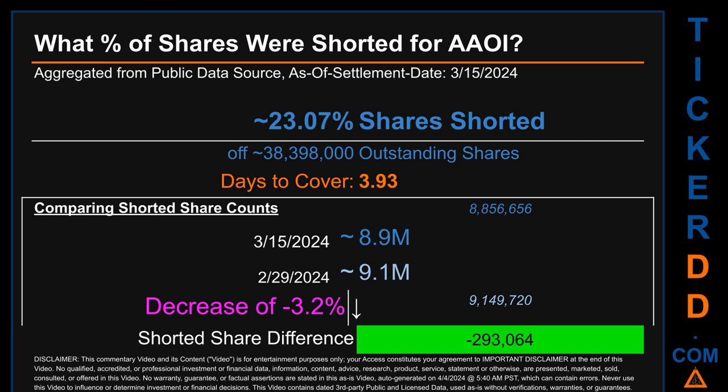When I compare the current 2-week period data snapshot against the previous period, ending in settlement date February 29, 2024, I find that the current snapshot had roughly 293.1 thousand less shares shorted. This means that, compared to the previous snapshot, the current snapshot has a decrease of minus 3.2% of shorted shares.